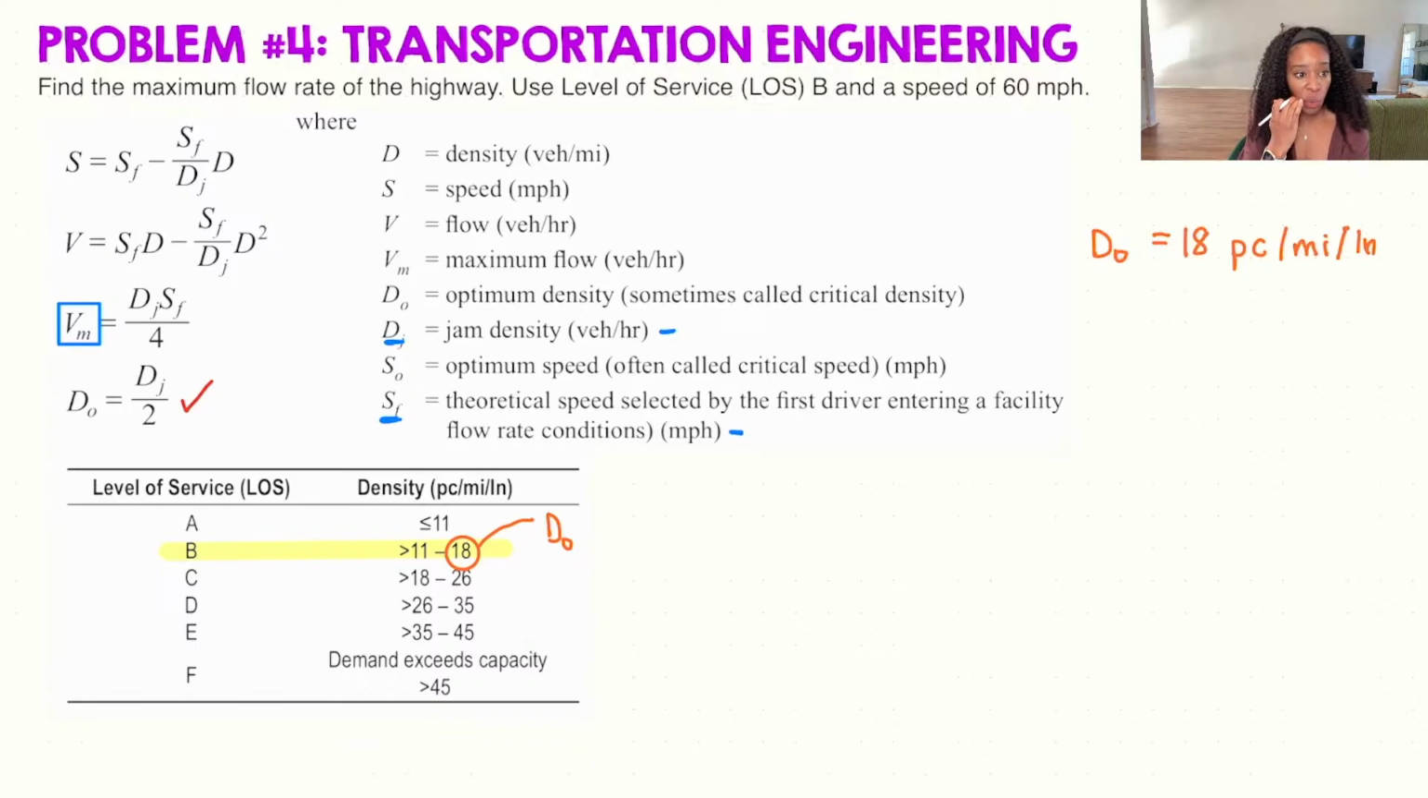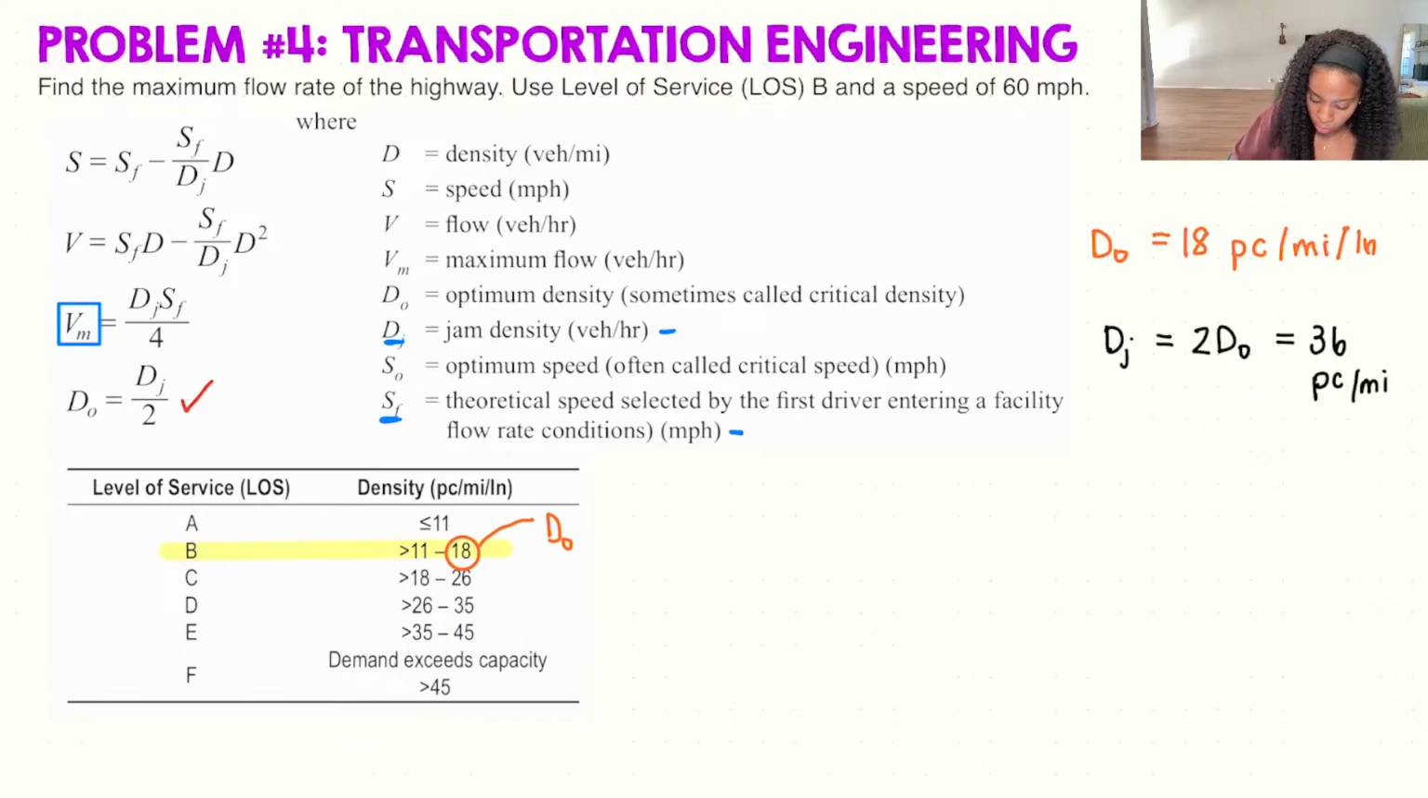So now that we have DO, we can find DJ. If we solve for this last equation, we're just going to get DJ equals 2 times DO, which means it's going to be 36 cars per mile per lane. So that is the jam density, which I believe would be the density if the highway was jammed. Rush hour traffic, basically. Okay, so we found DJ. So we solved for that. I'm going to put a check mark there.